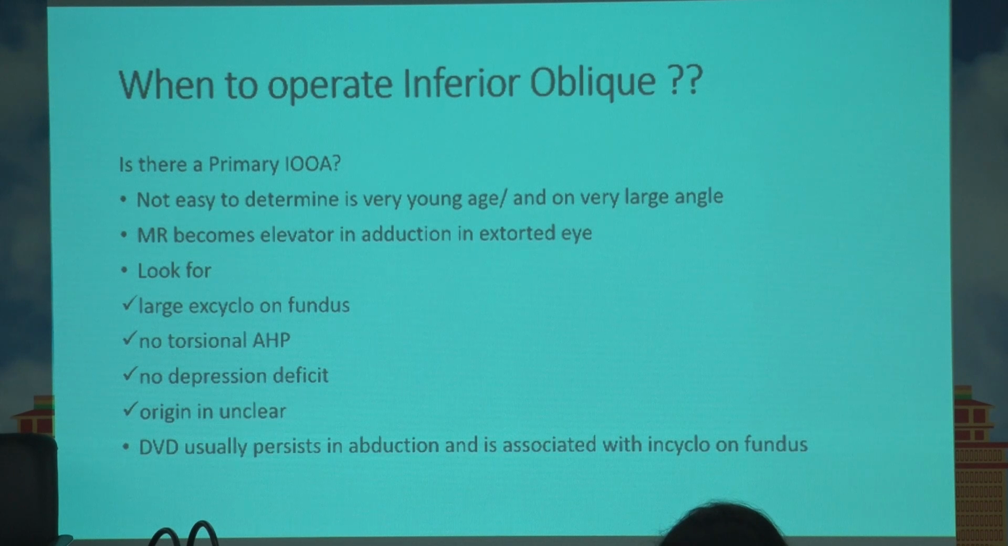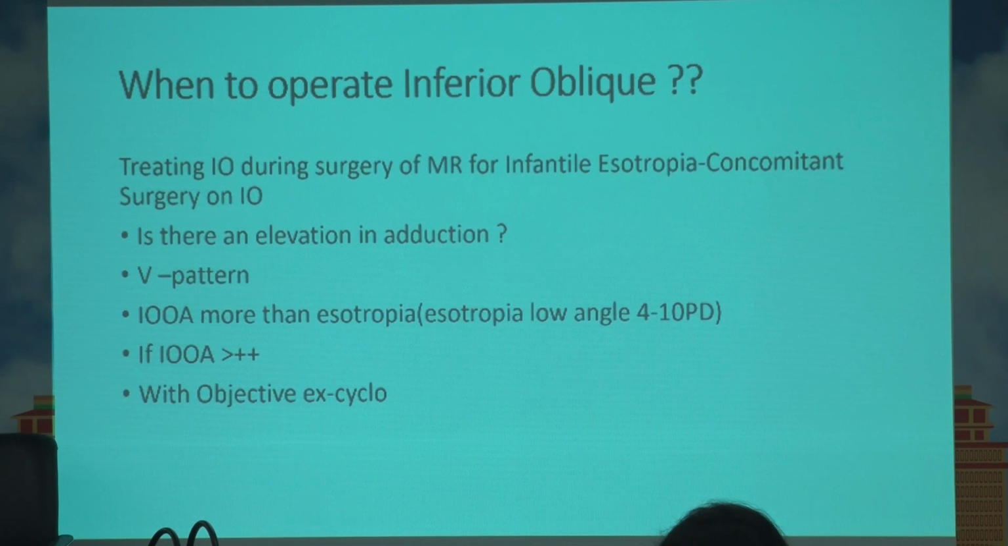And also DVD has to be taken care of, which usually appears late, after 3 to 4 years of age. So, as I said, we should treat inferior oblique only when we are sure that there's an elevation in adduction, there is a significant V pattern, and the inferior oblique overaction is more than the esotropia, which means esotropia is only 4 to 10 prism diopters. I'm just giving you an example. And it is only primary inferior oblique overaction which is obvious in the child. Then obviously you go ahead with the inferior oblique surgeries.